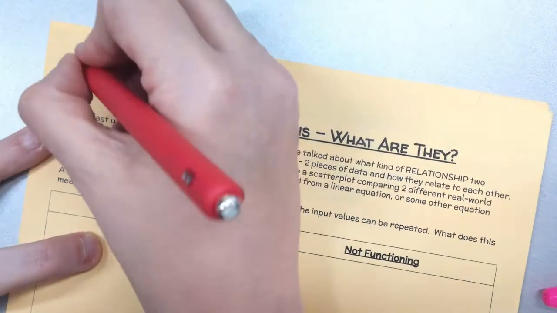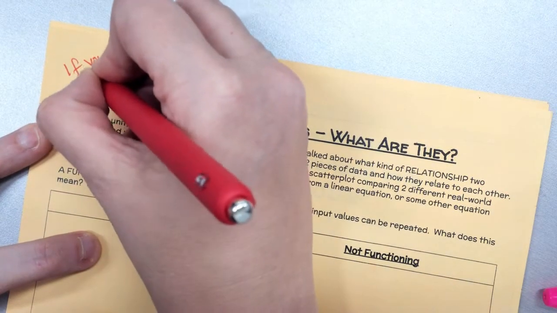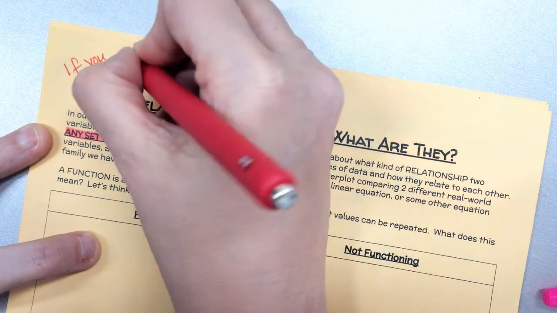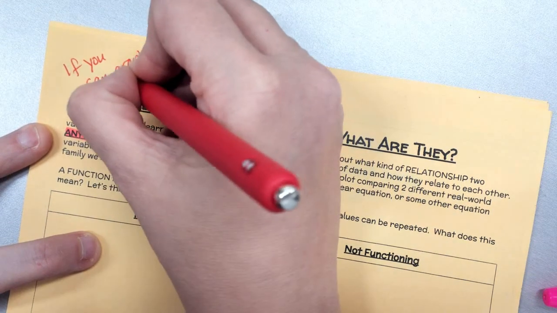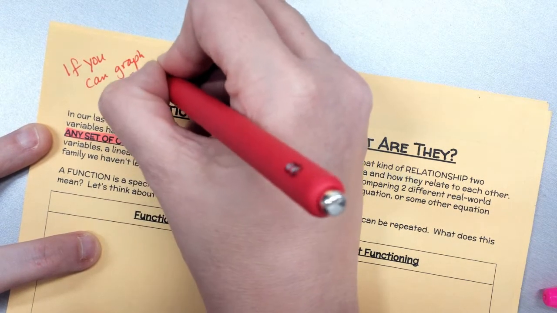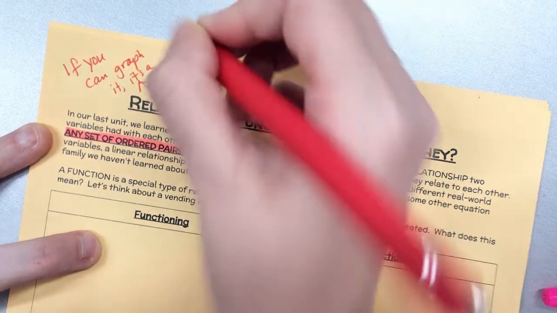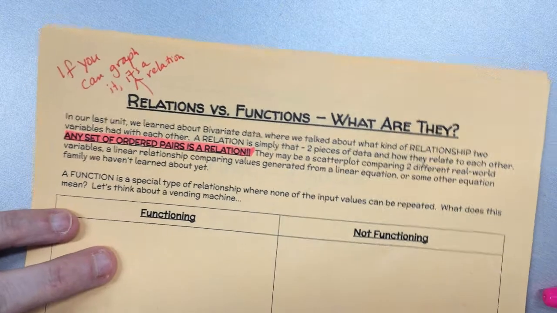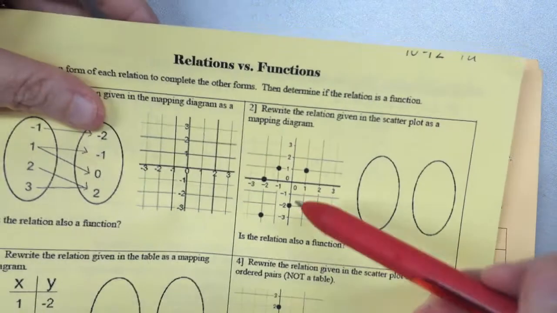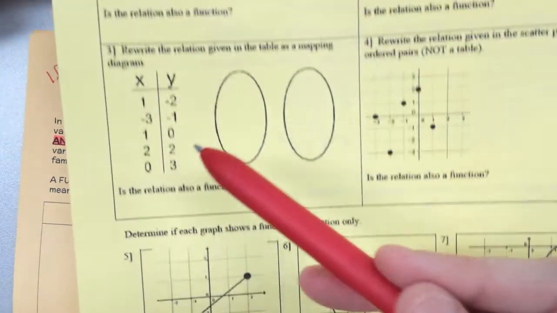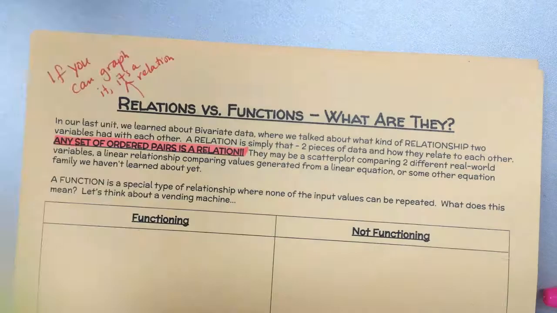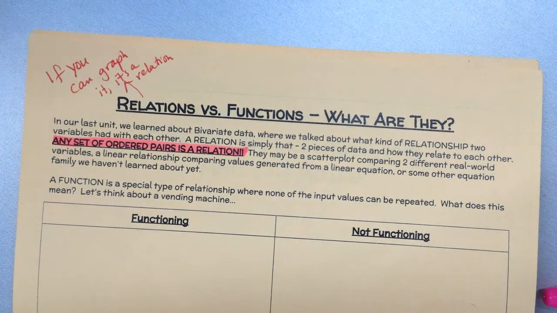If you can graph it, it's a relation. Okay? Like these graphs here, these are relations. This stuff on our homework, okay? This graph, this mapping diagram, this table, all of this, these are all relations. Anything that I can graph. So anything with an x and a y coordinate is a relation.